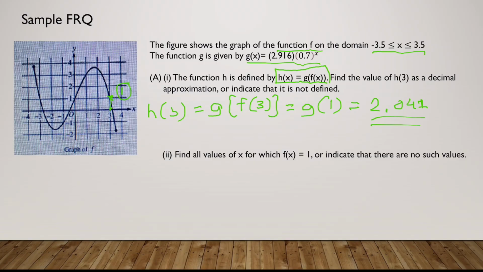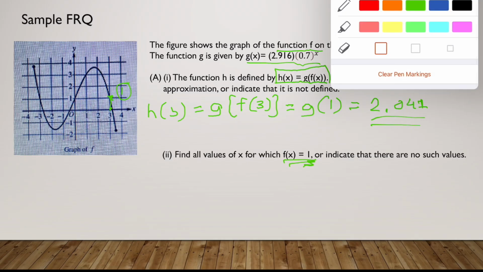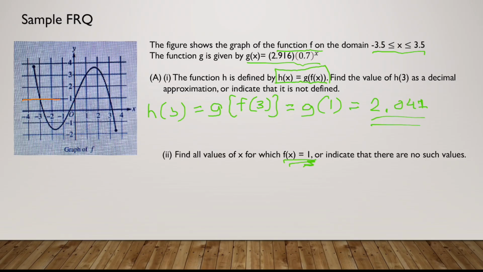The second question is find all values of x for which f of x is equal to 1, or indicate that there are no such values. Now, do not confuse between input being 1 and an output being 1. Over here, they ask you the values of x for which the output is 1. So here, I'll clear the pen marking over here. We have the output 1 right here, and you see the line intersects 3 places. One is right here at -3, one at 0, and one at 3. So all values of x would include -3, 0, and 3.